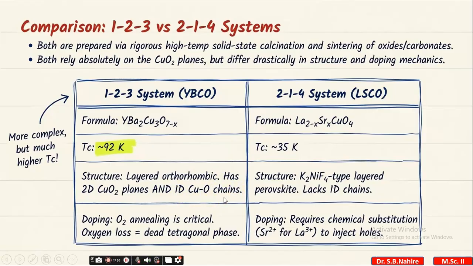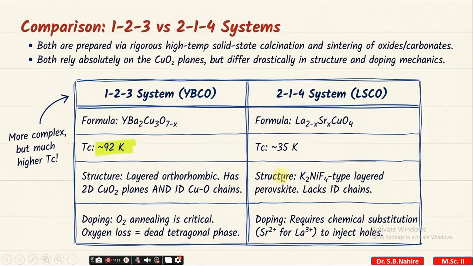Now doping. In YBCO, oxygen annealing is very important. The oxygen content directly affects superconductivity. If oxygen is lost, the material can become a non-superconducting tetragonal phase. Now let us move to the second system, 214 system, also known as LSCO. Its formula is lanthanum 2-X strontium X CuO4. The critical temperature here is around 35 Kelvin, so it is lower compared to YBCO.